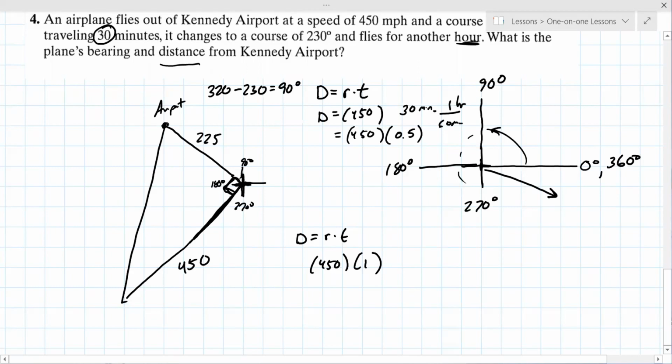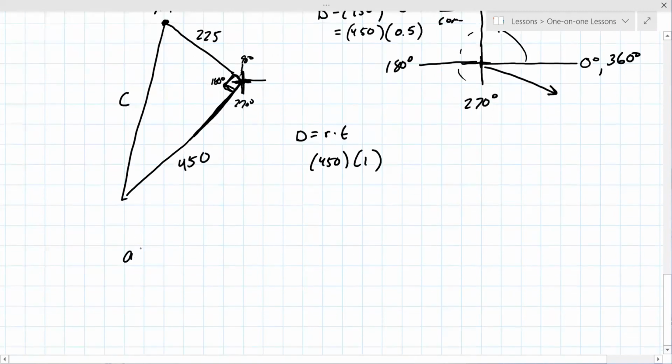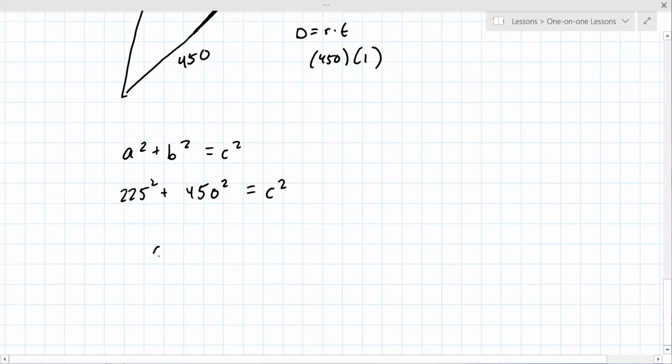So how do we find the hypotenuse of a right triangle? Because that's what we have here, c, if you will. Pythagorean Theorem: a squared plus b squared equals c squared. And a squared is 225 squared, b squared is 450 squared, equals c squared. So you're going to add those two numbers together, and you're going to take the square root of that to get your value for c.